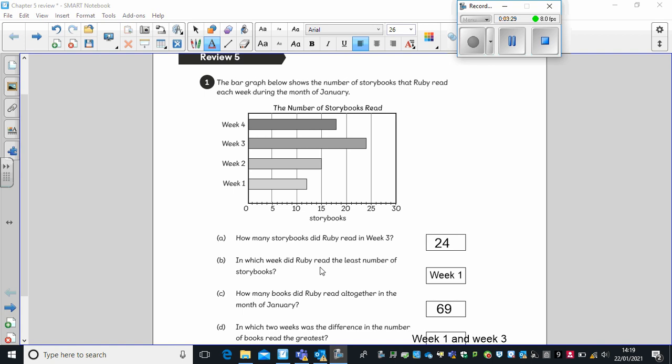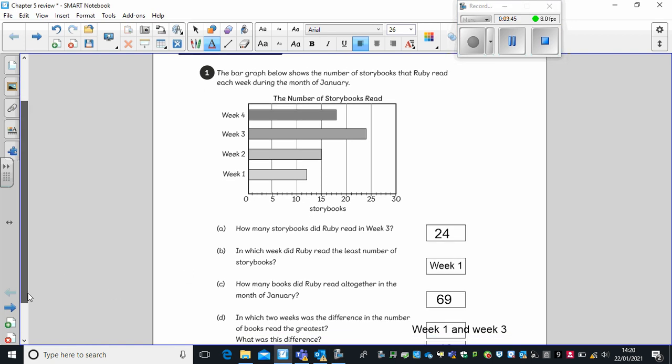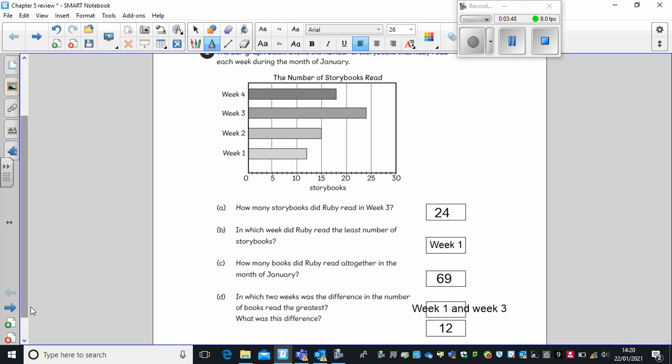In which week did Ruby read the least number of storybooks? So if we look and find the shortest bar for the bar graph, we can see that on week 1, Ruby read 12 books, which is the smallest amount. Question C, how many books did Ruby read altogether in the month of January? So we look at week 1, which was 12, week 2, which was 15, week 3, which was 24, and week 4, which was 18. And if we add all those up together, it equals 69.